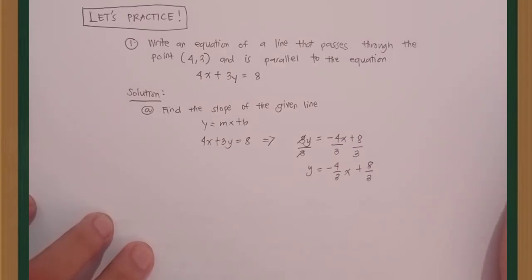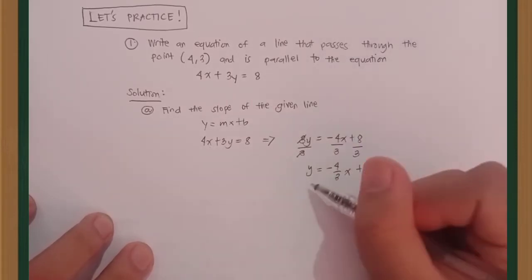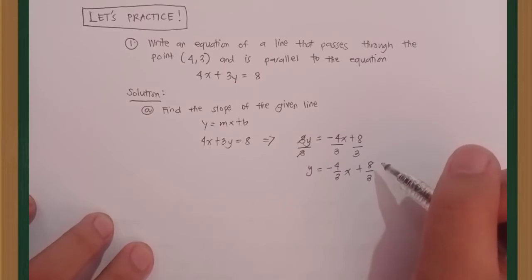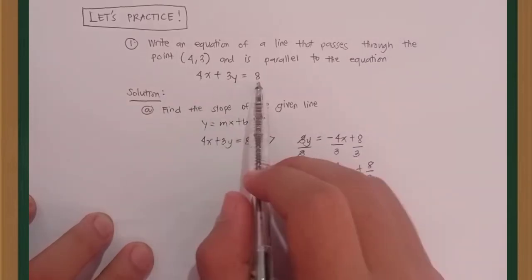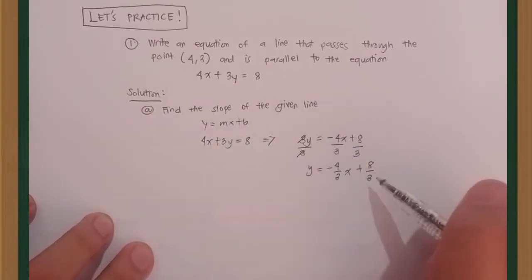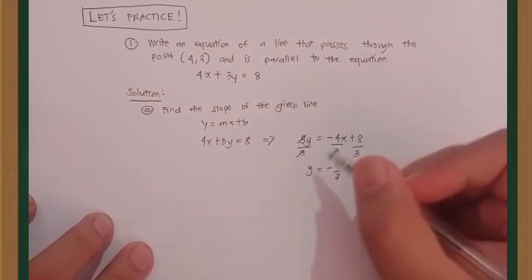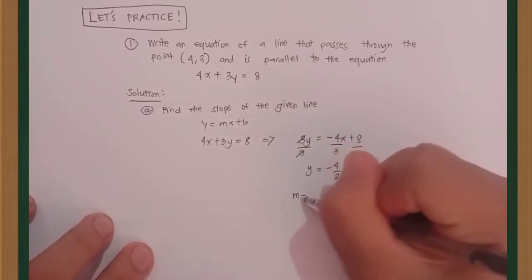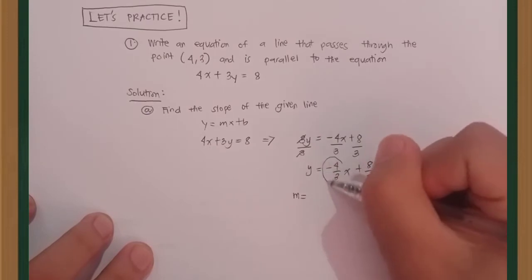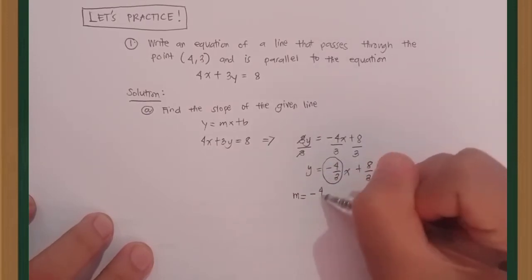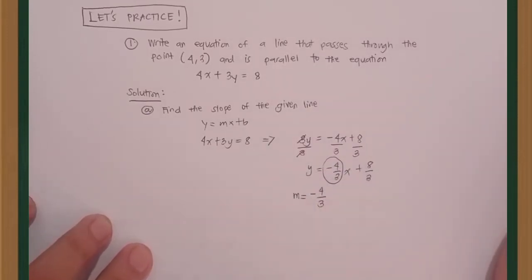Am I clear? So this is already the slope-intercept form of our given line. With this, we can now get our slope. So what is our slope? Our slope is this one, negative 4 over 3. So our slope is negative 4 over 3.